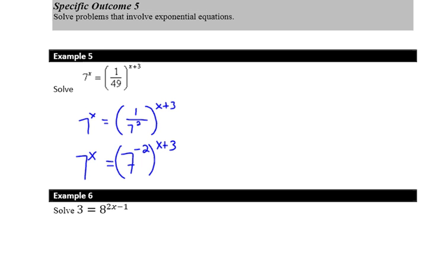Okay, now what do we do? Distributive law here. Don't forget the distributive law, so you need to multiply by both of them. So we have 7 to the power of x equals 7 to the power of negative 2x minus 6. And now that our bases are the same, what can we conclude? We can set our exponents to be equal and solve for x.